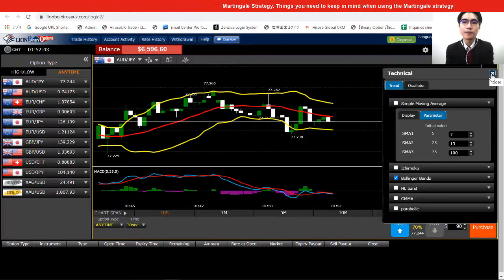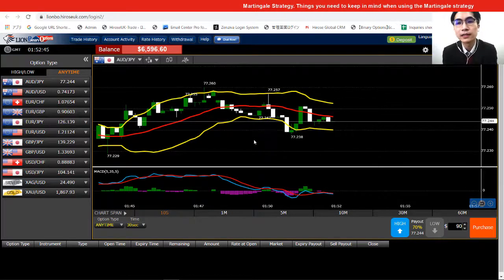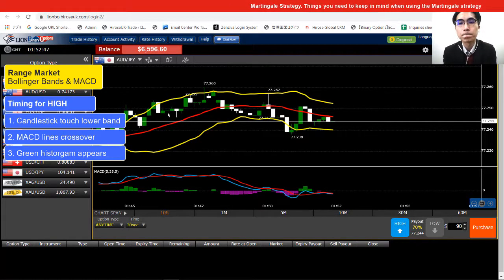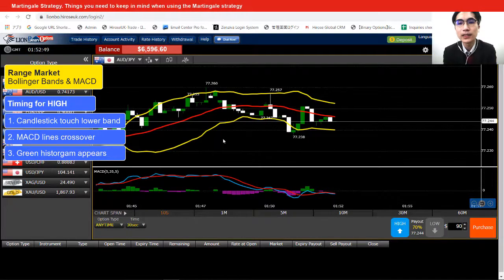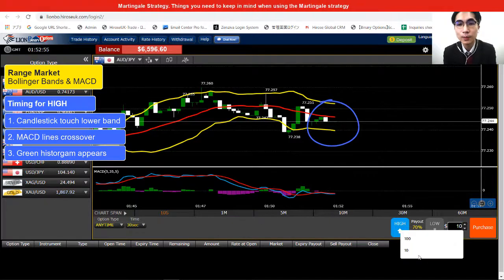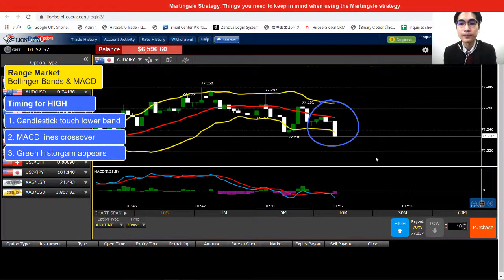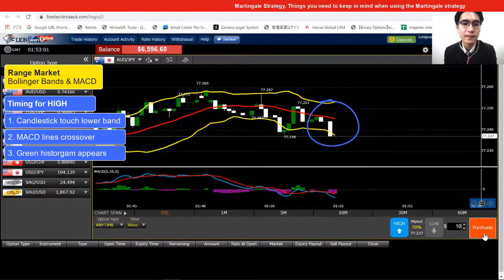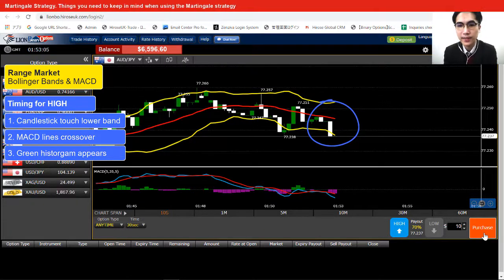So well, the timing for you to use the Bollinger Band is, in this one here, I'm just waiting for the price to touch the lower band. Okay, so now it touches the lower band, and then I'm just waiting for the MACD to cross over and give me a green histogram, and by that time I'll be opening a high option.